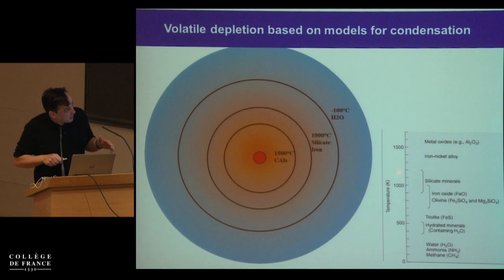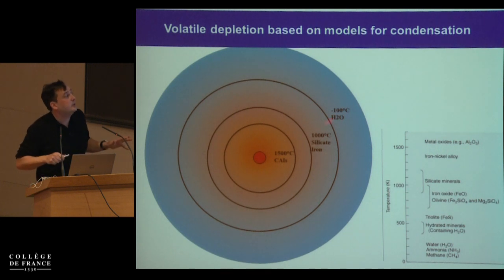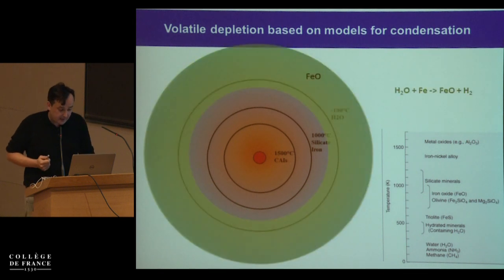So we do what they call condensation models. Using a gradient for what we expect for the initial disk, we can go down and model at what temperatures we expect different minerals and different elements to have condensed, getting all the way down to water. So this would give us some idea of what we expect for the gradation of volatile elements.